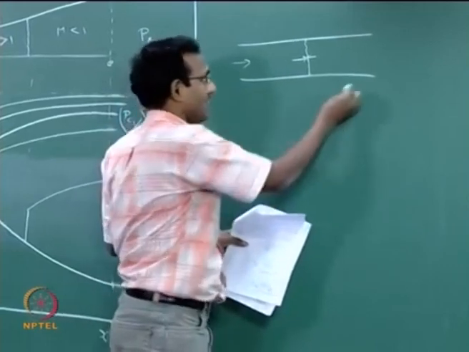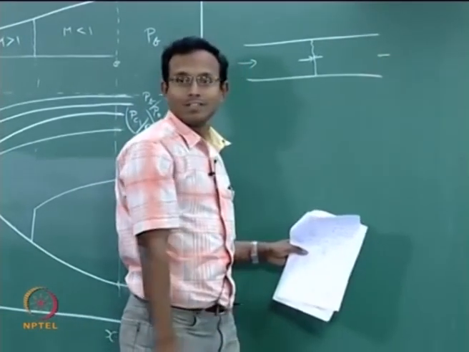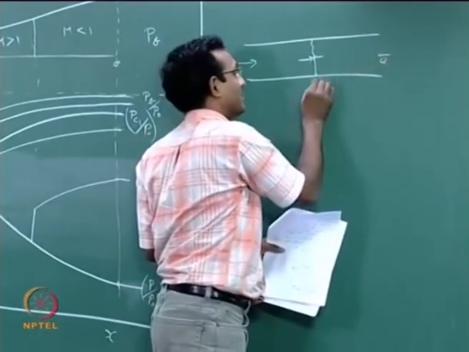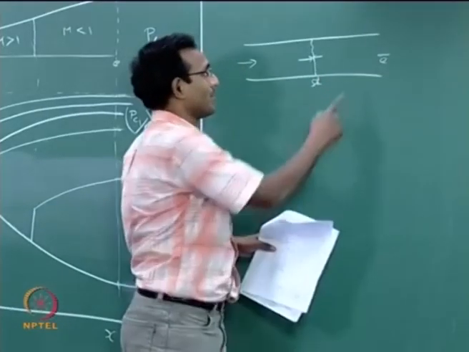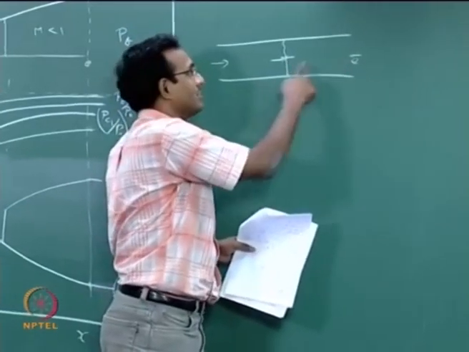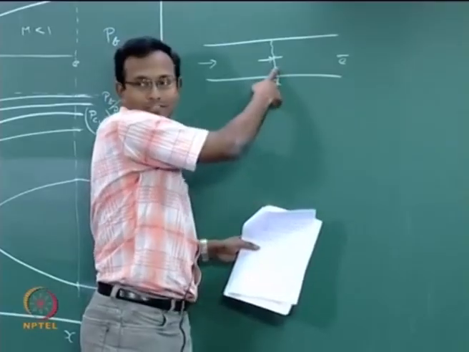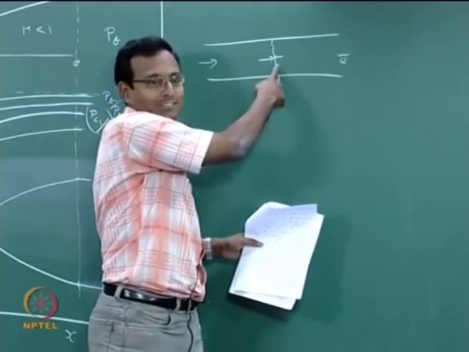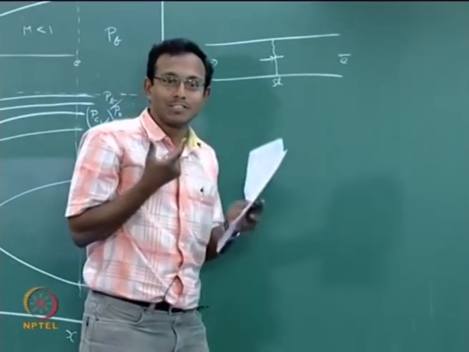Now suddenly if I send an expansion wave from here, what will happen? This is an expansion wave, this is actually a shock. What will happen if I send one expansion wave? This is subsonic flow, it will go against it and reach it. When it reaches, what is a shock? It's really a bunch of compression waves together. What will happen to it?